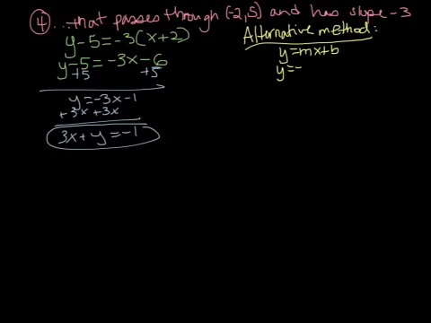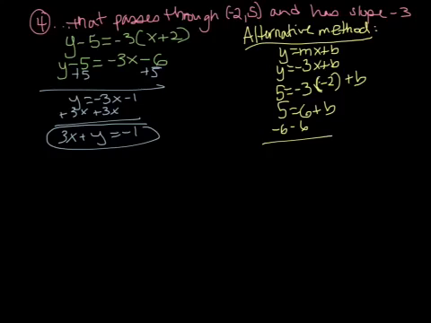So what I'm going to do, if I want, I can put in my slope now. I am going to actually also put in that point for the x and the y. I get 5 equals negative 3x, and x is negative 2, so negative 3 times negative 2, plus b. That gives me 5 equals 6 plus b. If I subtract 6 from both sides, I get negative 1 equals b, or b equals negative 1.